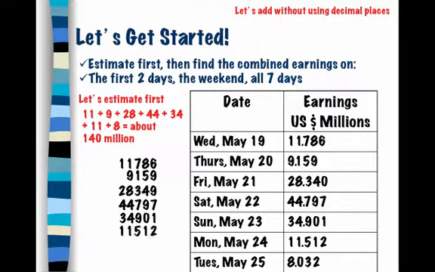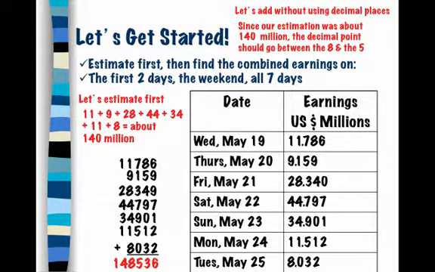Here we go, lots of numbers. And our final total, 148536. Naturally we'll put the decimal place in between the 8 and the 5 to make 148.536 million. That is closest to our estimation of 140 million.